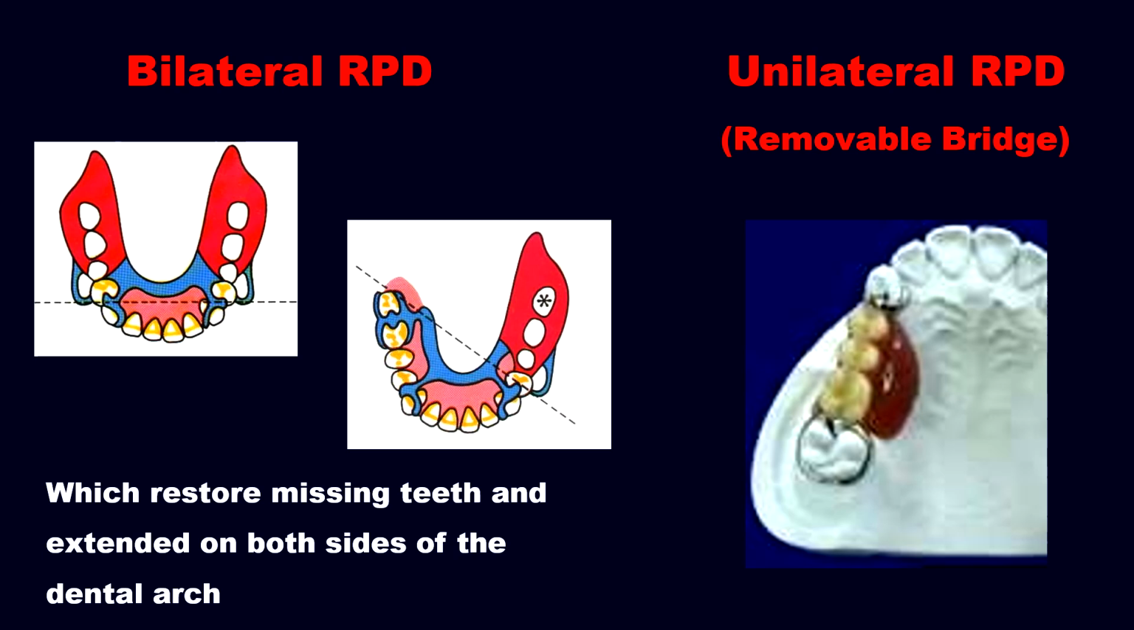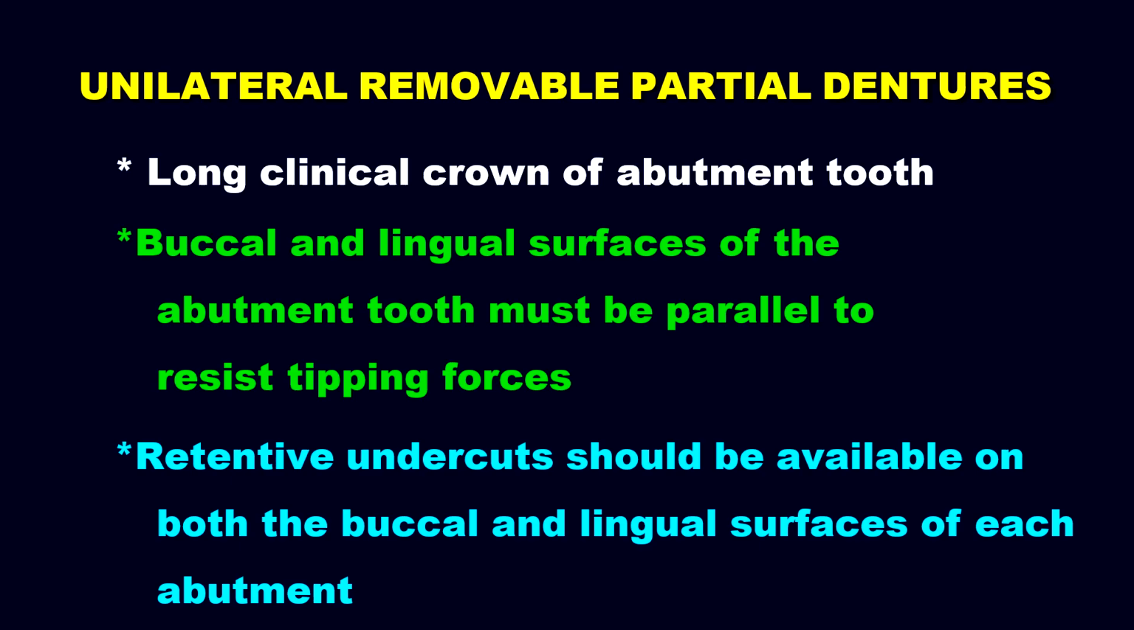Bilateral RPD is going to restore missing teeth and extend across both sides of the dental arches. With these images, you'll be able to understand the difference between the unilateral and the bilateral RPD. So when is a unilateral partial denture fabricated? The buccal and lingual surfaces of the abutment must be parallel to resist intrusion, and retentive undercuts should be available on the buccal and lingual surface of each abutment.